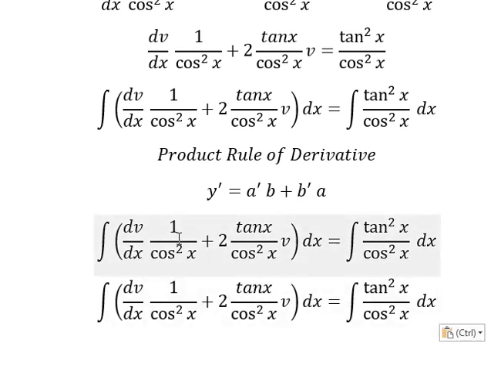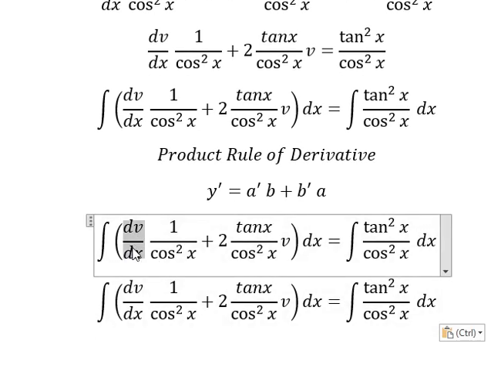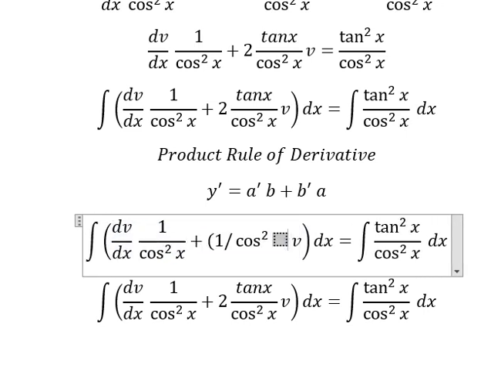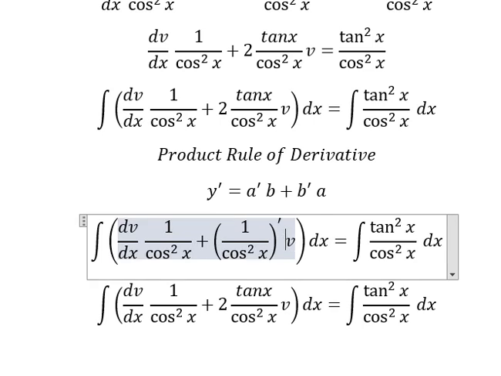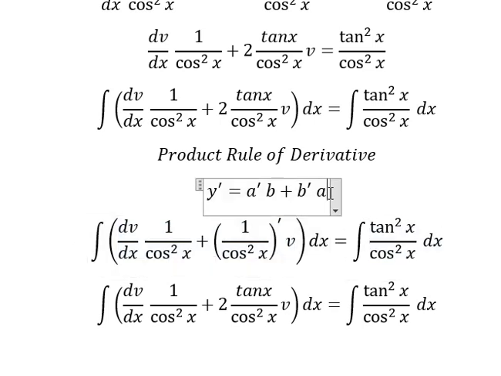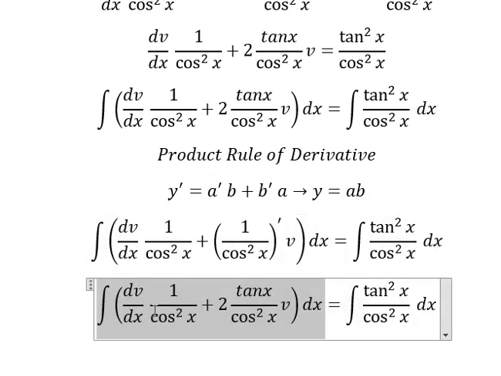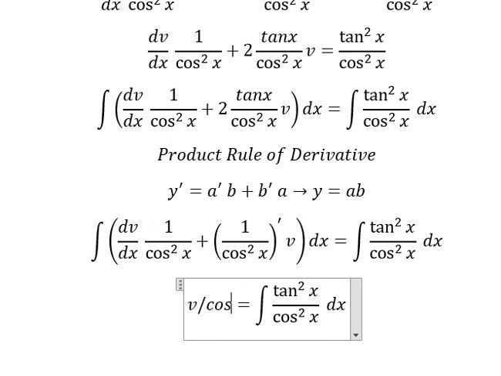So this one, that is the first derivative of a multiplied by b. This one, that is the first derivative of b multiplied by a. So the integration of this one, we have y equals ab. So the integration of that one, we have v over cosine x squared.